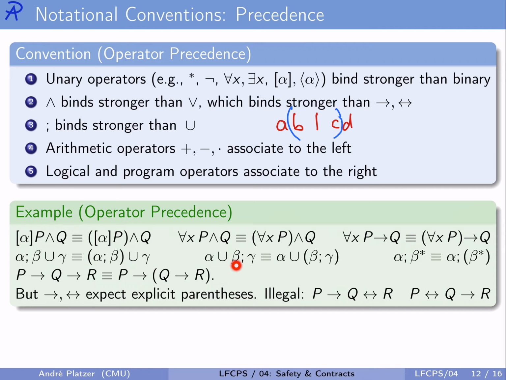Likewise, alpha choice beta semicolon gamma is a non-deterministic choice between either running alpha or instead first running beta then gamma. And alpha semicolon beta star implicitly means alpha followed by any number of repetitions of beta. P implies Q implies R is read as P implies (Q implies R), and we expect explicit parentheses to disambiguate implication operators meeting each other, because otherwise it's really hard to decipher these formulas.